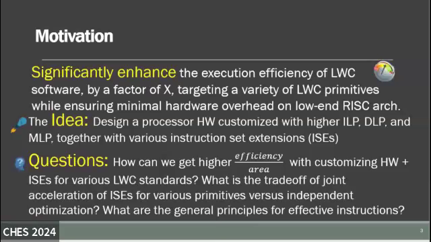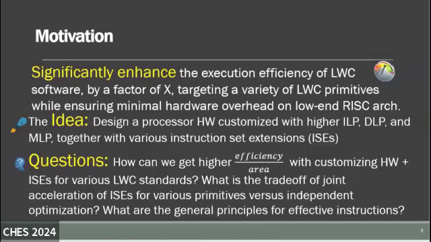So the primary goal of our work is to significantly enhance the execution efficiency of LWC software by a factor of X. Our target is a variety of LWC primitives while ensuring minimal hardware overhead on a low-end RISC architecture. Edge application designers always want the software application to be flexible. This means they can run various LWC algorithms, and they should run with high performance, low latency, and low power cost.